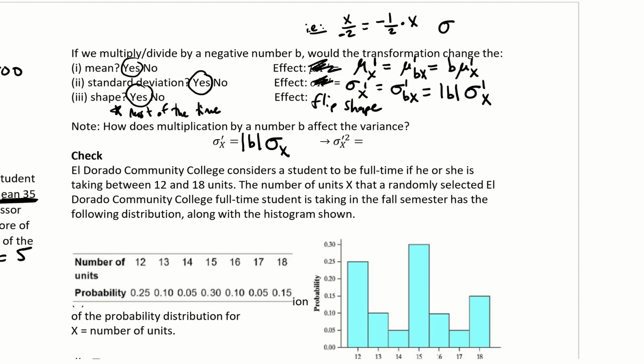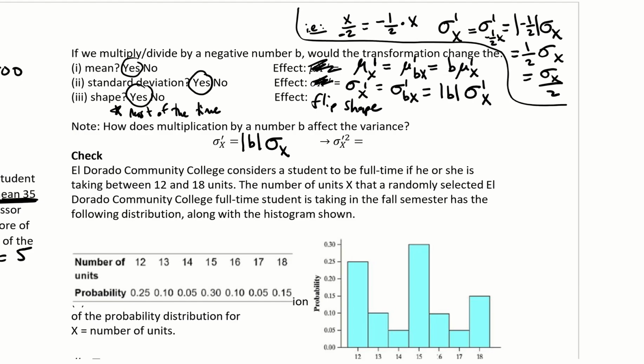So now if I wanted sigma prime of x, which is sigma prime of negative 1/2 x, I've got to do the absolute value of negative 1/2 times sigma x. And the absolute value of negative 1/2 is just 1/2, right? So I'm basically just taking the sigma x and then dividing it by 2, right? Again, the same idea. So this is just an aside example, just so you can see how it works. Multiplication and division have the same effect on the standard deviation.